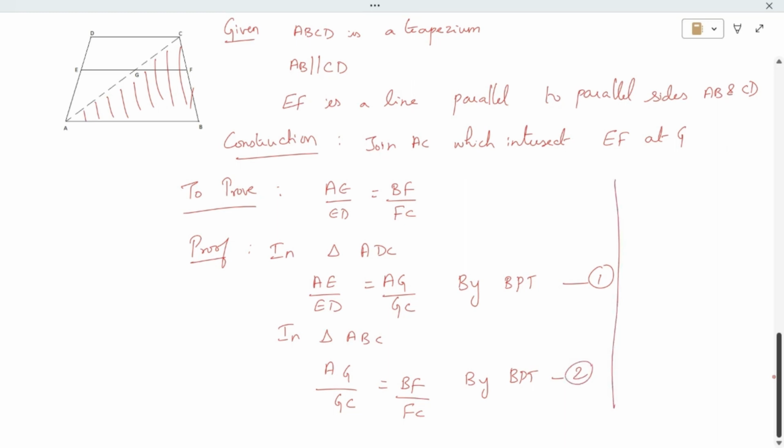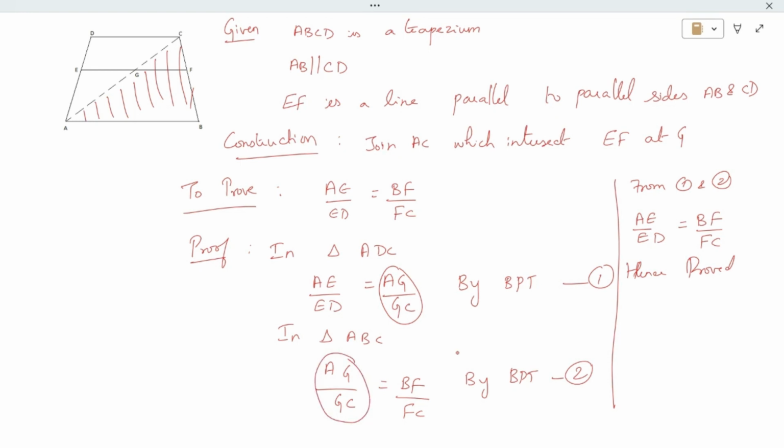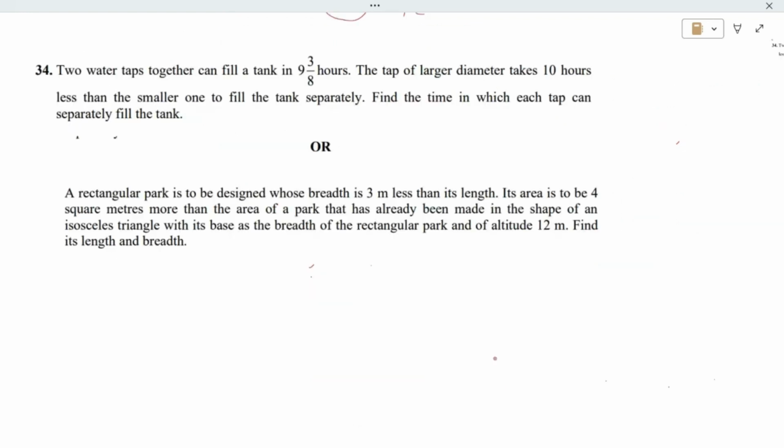Okay. So now from 1 and 2, I am just comparing AE by ED is equal to BF by FC. So hence I proved the non-parallel sides are in proportion. How did I get it? Because AG by GC is common in both the equation 1 and 2. So I can compare the other two proportionals, that is AE by ED is equal to BF by FC. Hence proved.